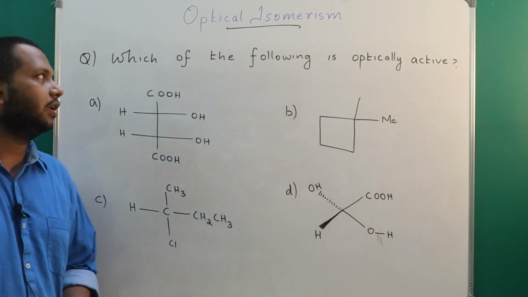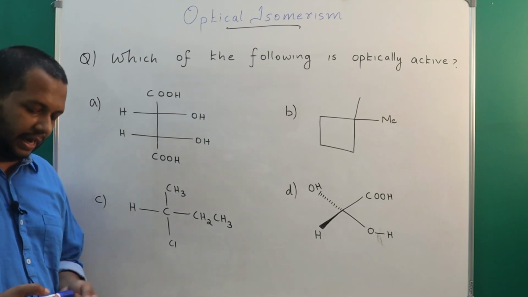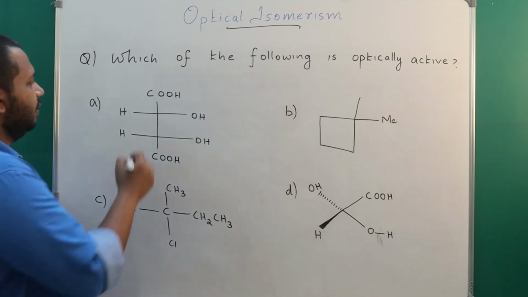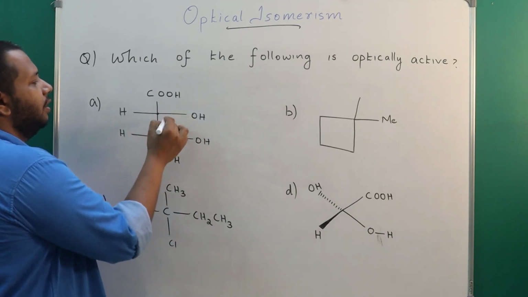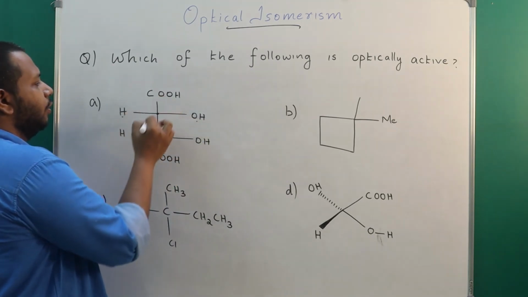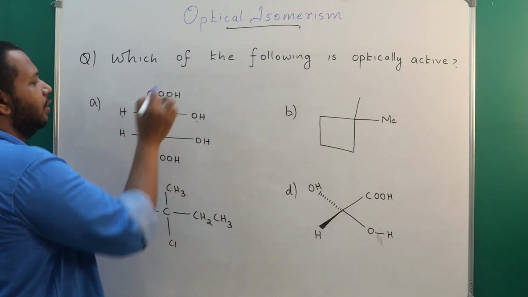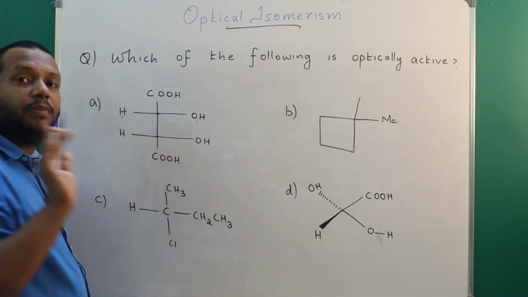Just go through the question. Which of the following is optically active? Now we know that if you look at option A, we can see here chiral carbon with OH is present, hydrogen, COOH and a big group. But here also OH, H, COOH and a big group. But we know that this is also a meso compound.